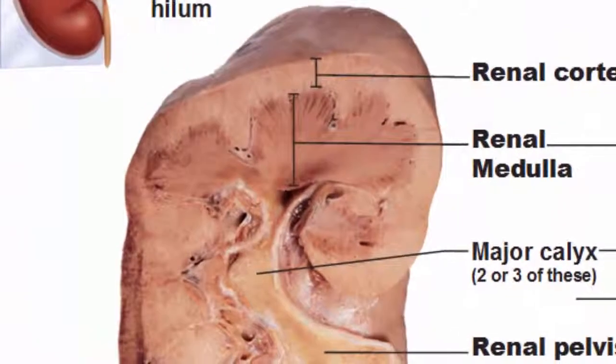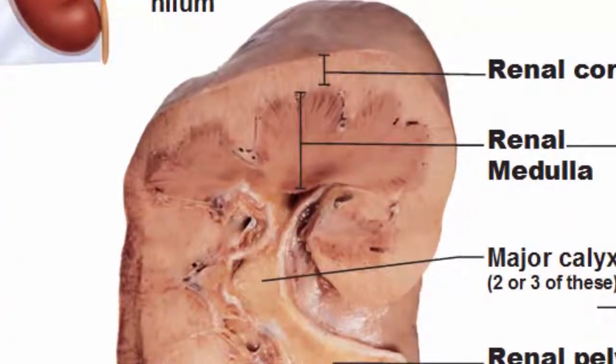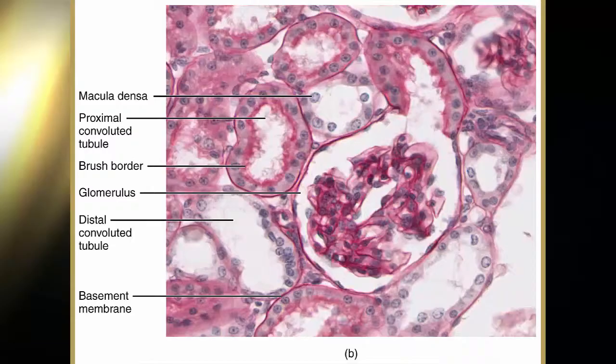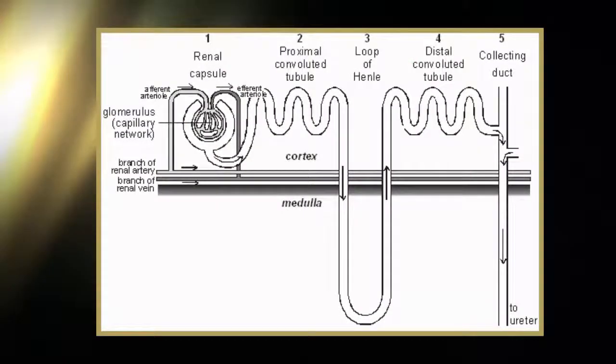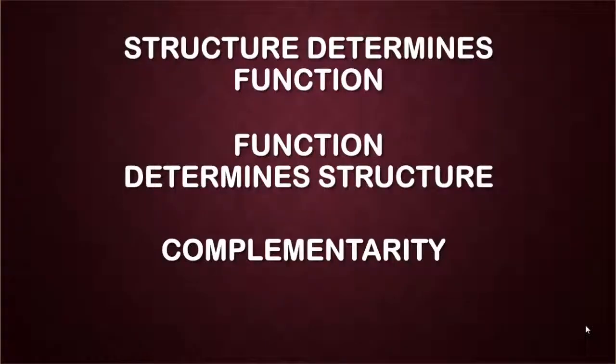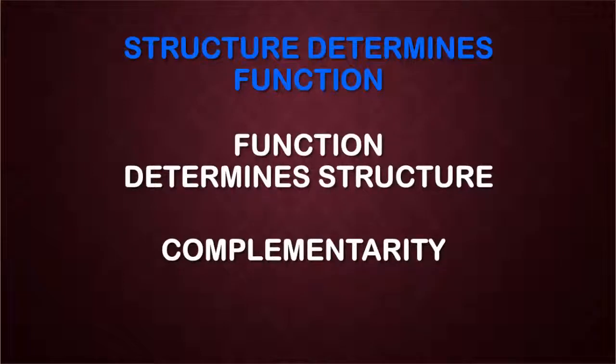Early anatomists would look at the macroscopic anatomy and wonder why an organ such as the kidney had the appearance that it did. It was not until the microscope came along that we truly were able to begin to understand the structural detail. And it is the structural detail that unlocks the mystery of how an organ functions. Structure determines function, and function determines structure. This is the basis of the principle of complementarity between structure and function.